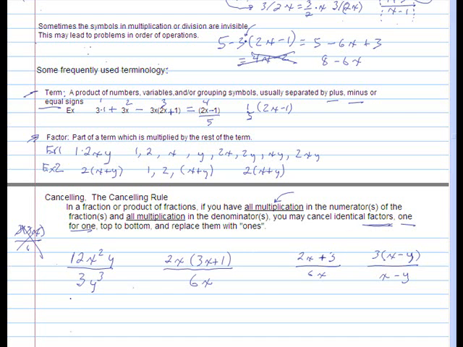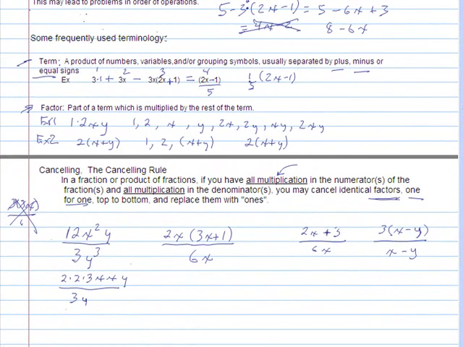In the first one, you can think of the top as 2 times 2 times 3, because that's what 12 is, x times x, because that's what x squared is, and y. And on the bottom, you can think of it as 3 times y times y times y. Now we're allowed to cancel identical factors. So the 3 can cancel the 3, but it can't cancel a 2.